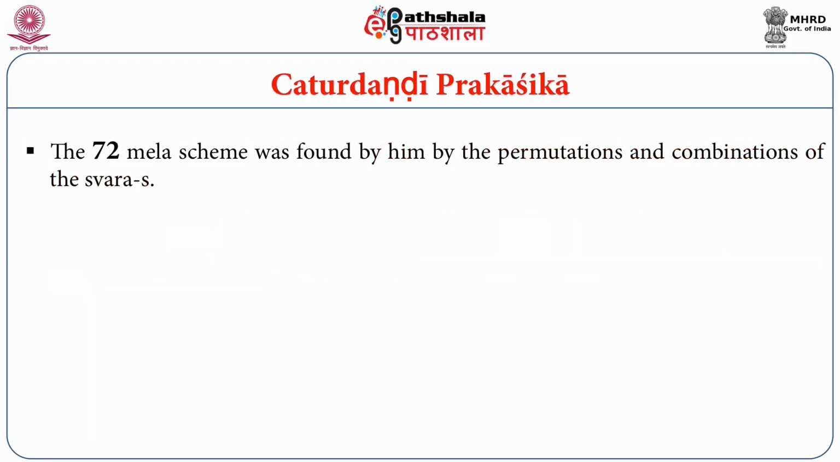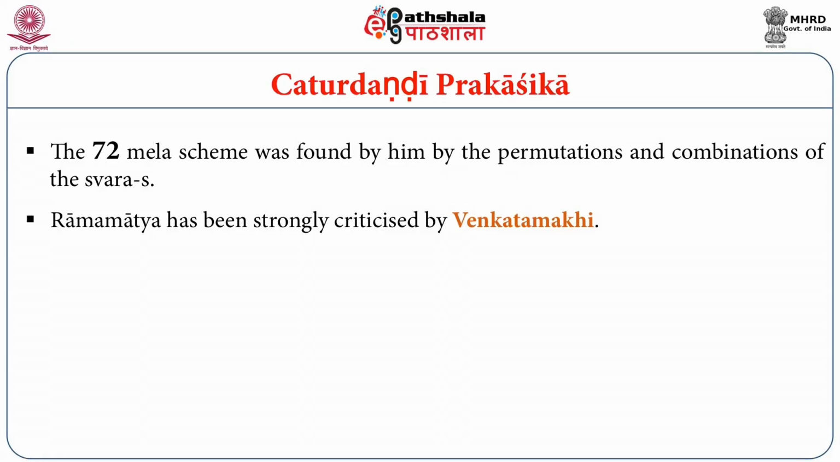and Alapa. Venkatamaki is the founder of the famous 72 Mela scheme, and the permutation and combination of the 7 swaras, the 12 swarasthanas and 16 varieties has been the foremost and the best for the southern system and later for the northern system too. And we find that it has been the great inspiration for many other ragas, melas and janyas to evolve in recent years.